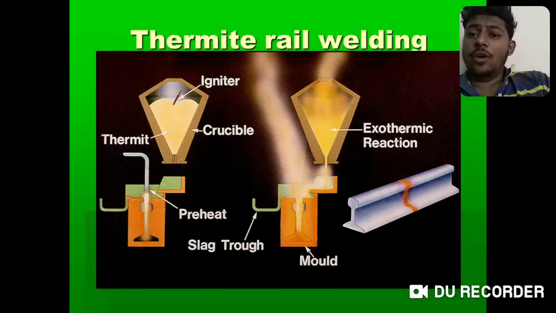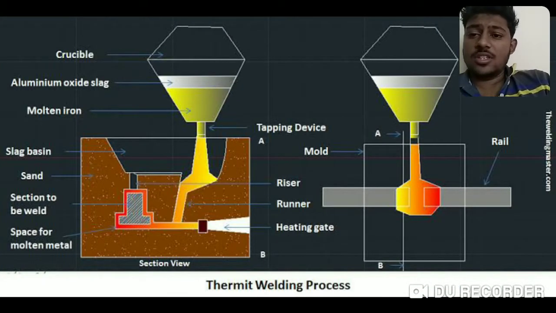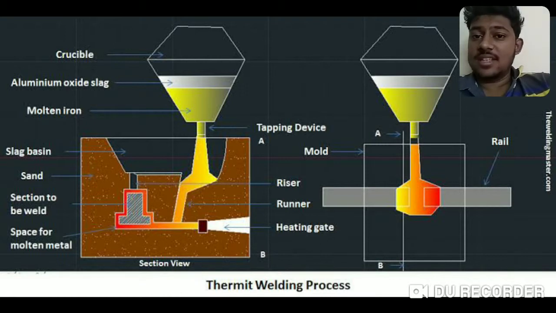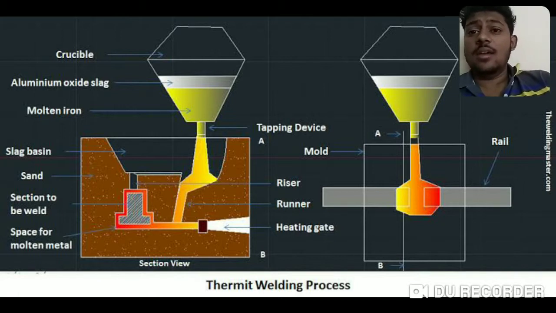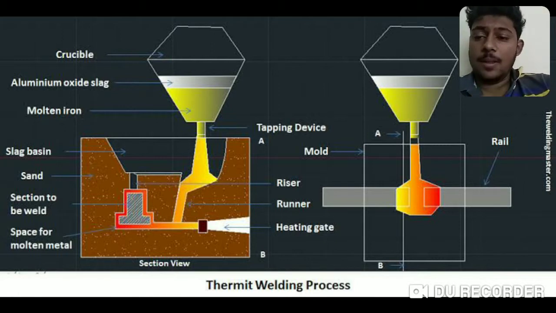Before starting, the thermite mixture is ignited at a temperature of 1200 degrees Celsius. After 1200 degrees Celsius, the barium peroxide burns explosively, and the temperatures reach up to 3000 degrees Celsius. At 3000 degrees Celsius, the mixture melts and it opens the tapping device. This mixture melts and flows below into the mold cavity.